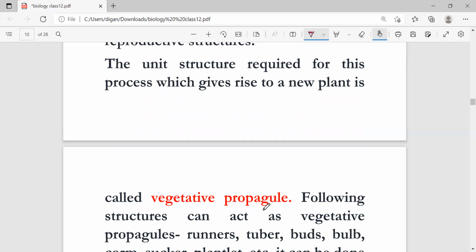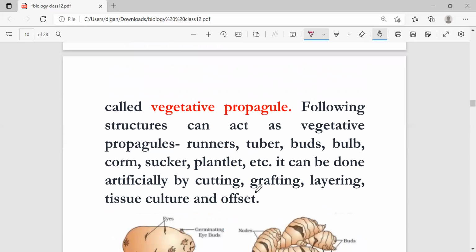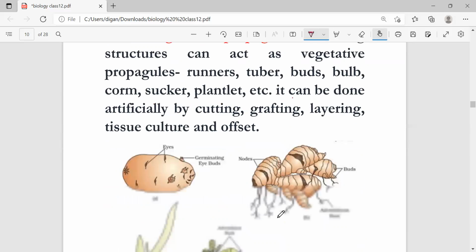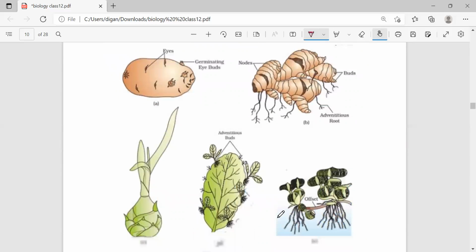So what is a vegetative propagule? A vegetative propagule means the particular vegetative part from where a new offspring can grow. That vegetative part is called a vegetative propagule. The following structures can act as vegetative propagules: runner, tuber, buds, bulb, corm, suckers, plantlets, etc. It can be done artificially by cutting, grafting, layering, tissue culture, and offset. So these are examples of vegetative reproduction.